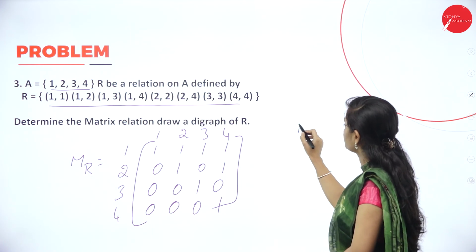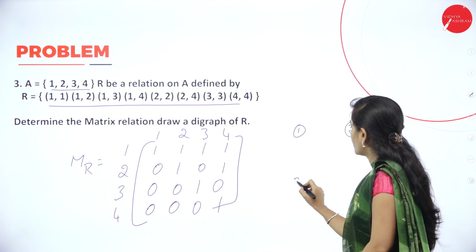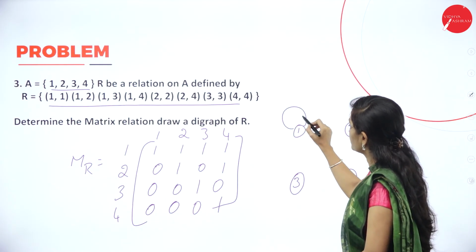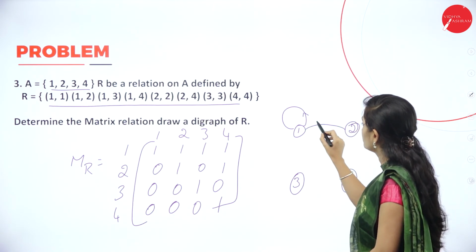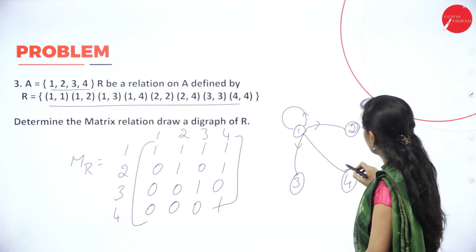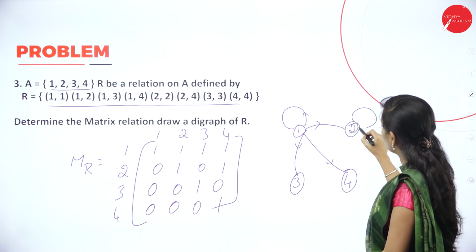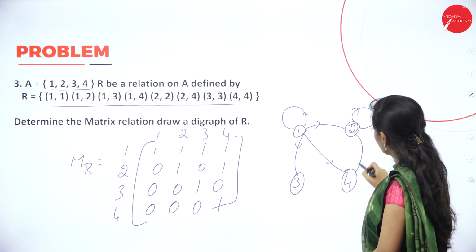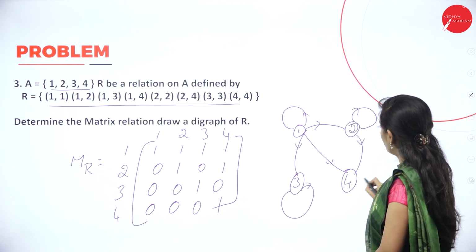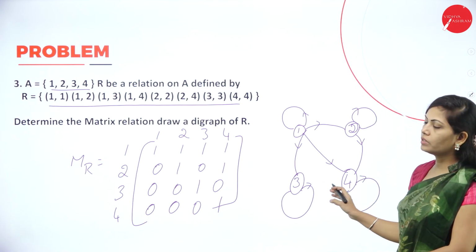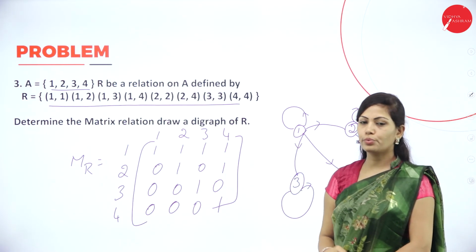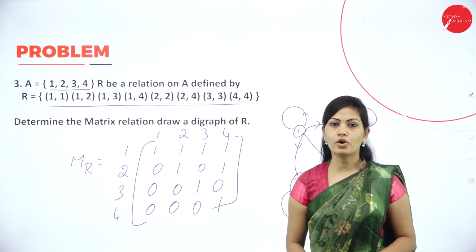So here we have 4 set elements 1, 2, 3 and 4. 1 to 1, so it is a self loop, and 1 to 2 and 1 to 3 and 1 to 4. And again 2 to 2 is a self loop, 2 to 4, and 3 to 3 is a self loop and 4 to 4 is a self loop. So this is your directed graph or digraph and this is your matrix representation. So very important question. Easily you can score on this topic.